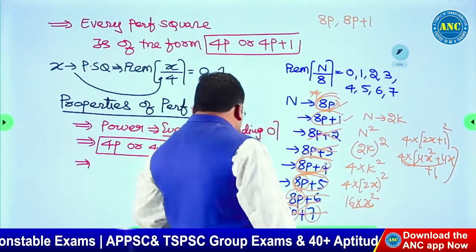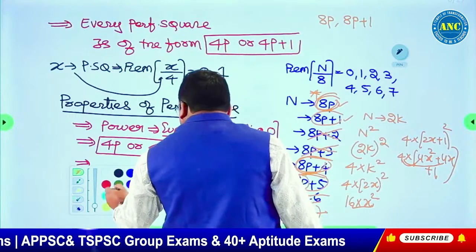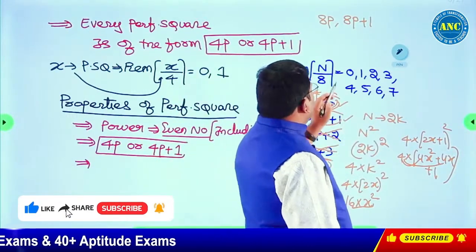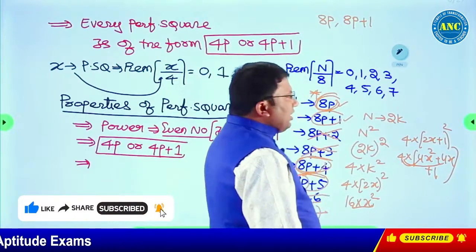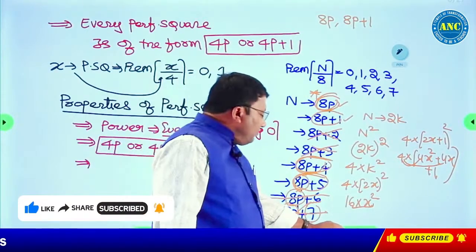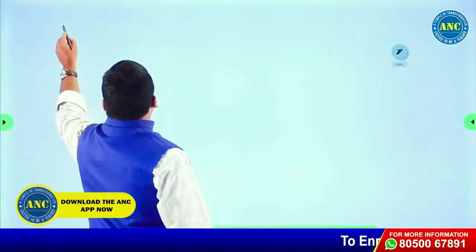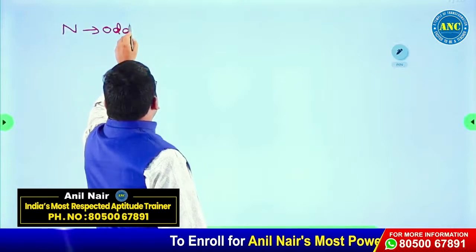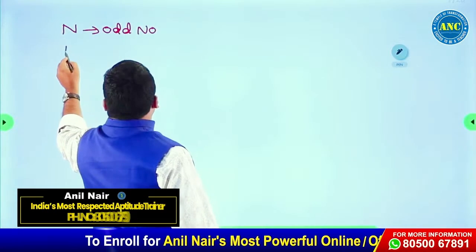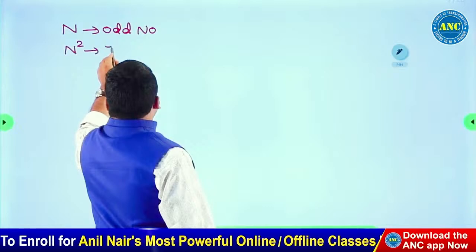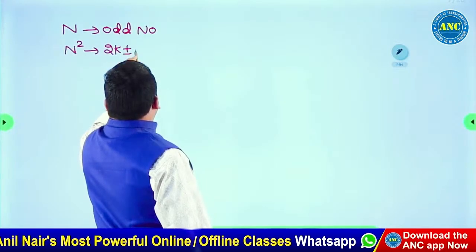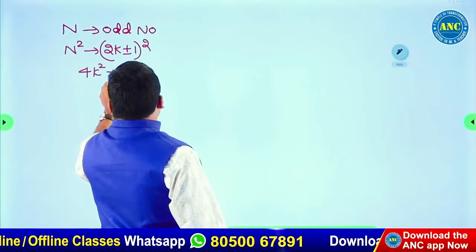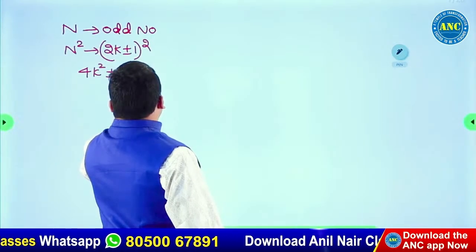8p plus 4 is divisible, let us see. Here n we have taken an even number. Let us take an odd number. Some of these concepts you will not find in any of the regular textbooks. Listen very carefully. If n is an odd number and I square it, this will become 2k plus or minus 1 whole square, which is 4k square plus or minus 4k plus 1.